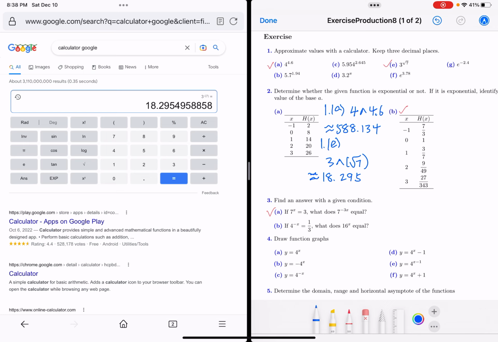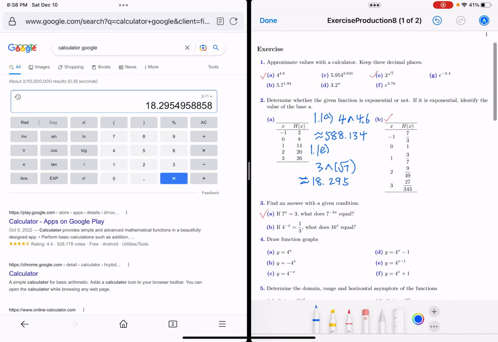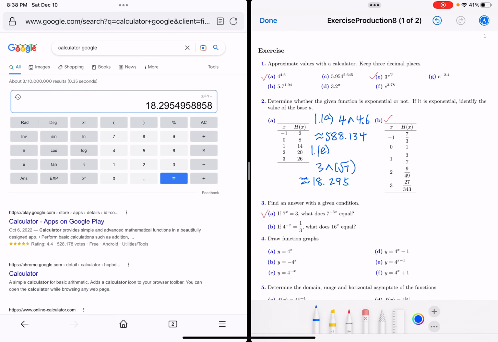Okay, now how about question 2 here? 2B. There's the question here, 2B. Here we want to determine whether the given function is exponential or not. If it is exponential, identify the value of the base. For an exponential function, you need to have y equals a to the x, and here a is a constant.